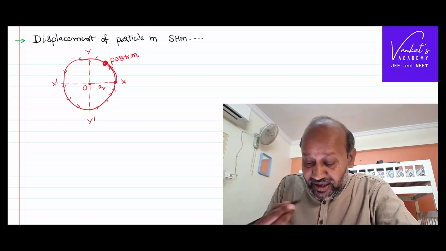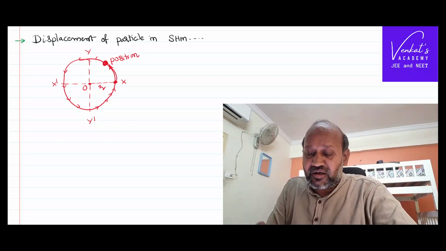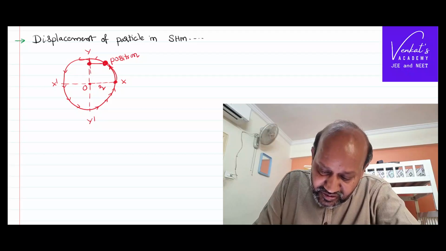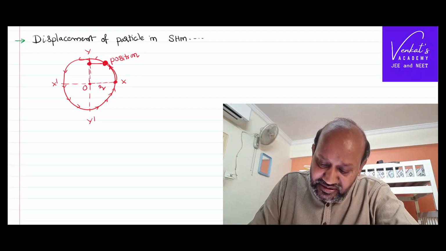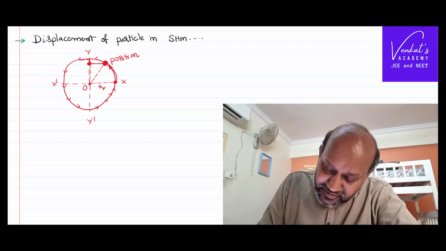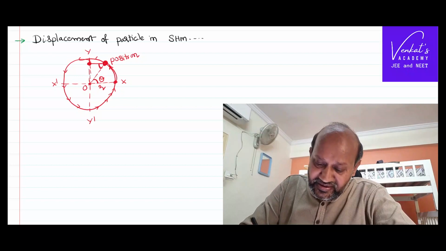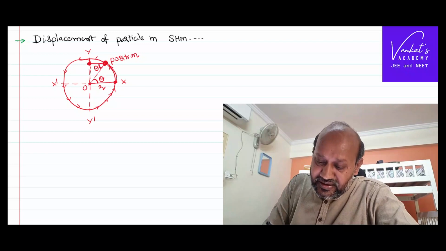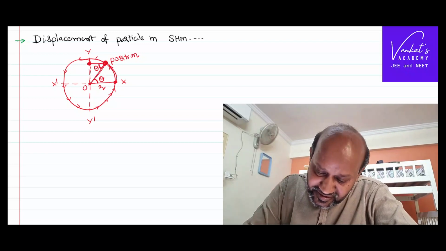But I need to draw the vertical projection as we have taught in the previous video. So where is this vertical projection? It is like this. It hits the y-axis somewhere. So that's where its vertical projection is, right? Consider that the position makes an angle theta with the x-axis. If this is theta, this angle also becomes theta. And as this is the radius, this is also the same radius r.